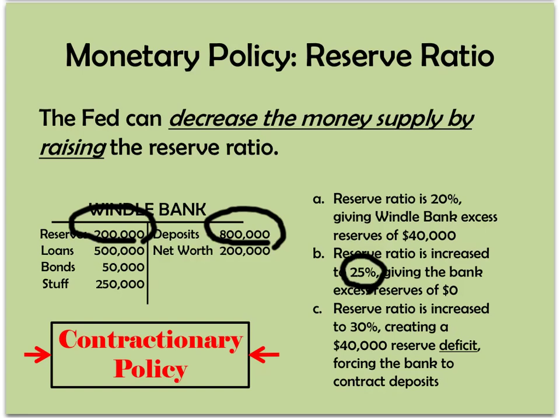The Fed could even increase the ratio to 30%, creating a $40,000 reserve deficit for this bank. Then they would have to contract their deposits, run off depositors some way, or stop making loans altogether. And that, of course, would have a very contractionary effect on the money supply.